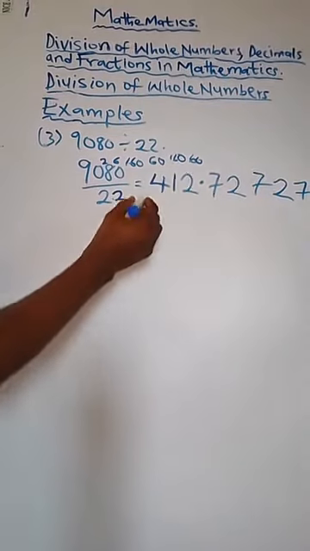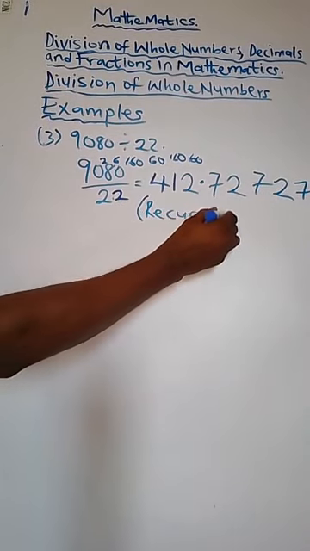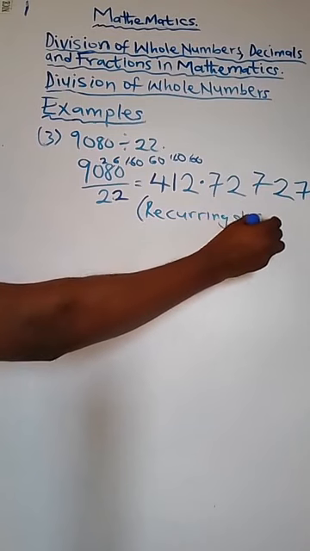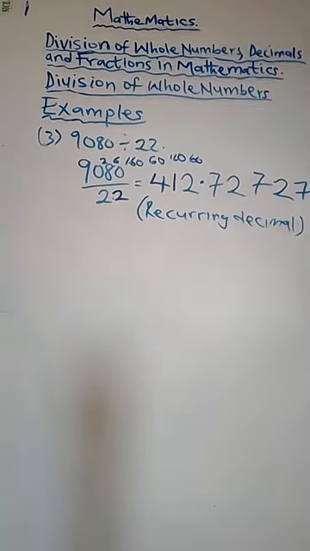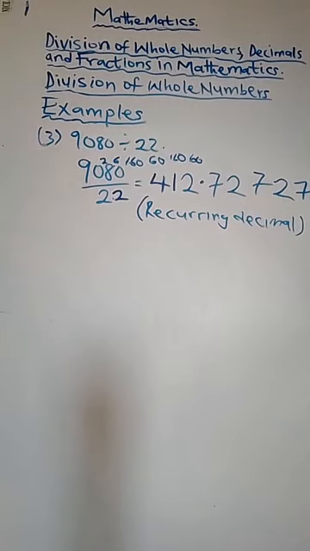So this is what we call recurring decimal, because it will keep on going like that. The number after the decimal will keep on repeating itself. That's why we call it recurring decimal. When it is recurring decimal like that, it cannot stop. You just stop at a particular point by yourself.